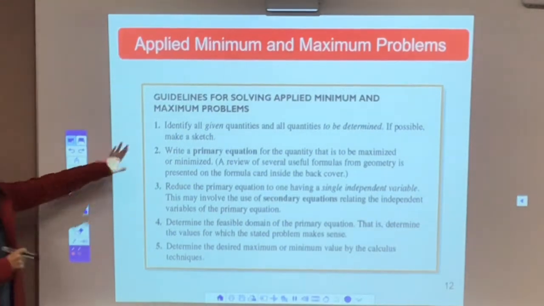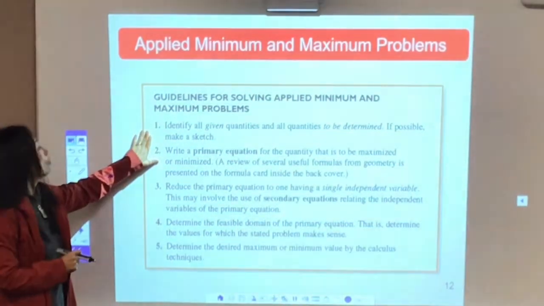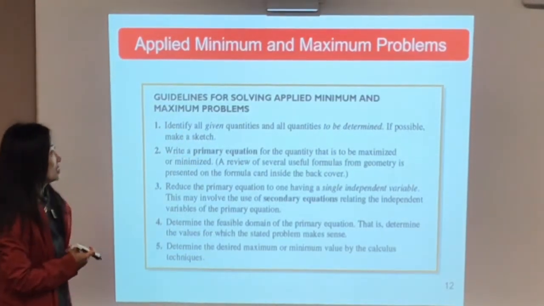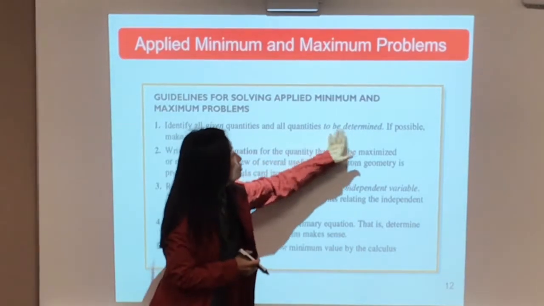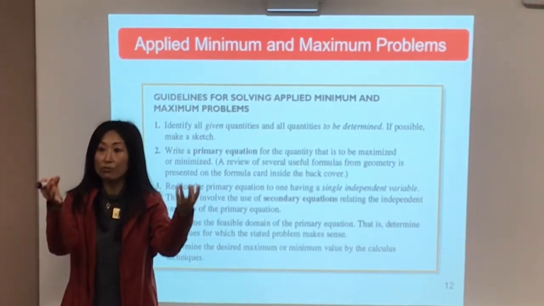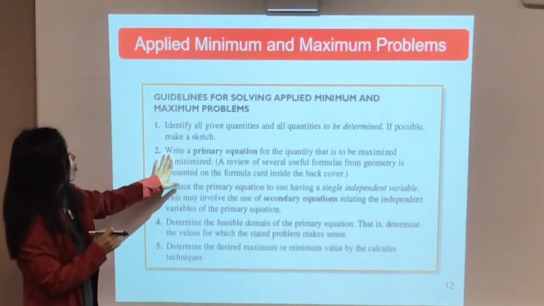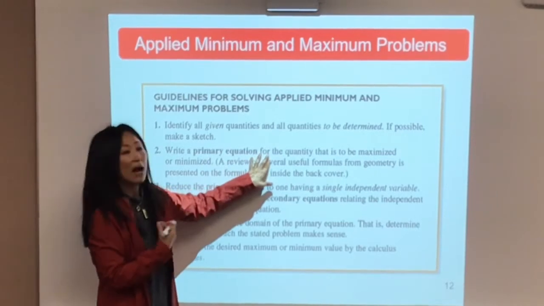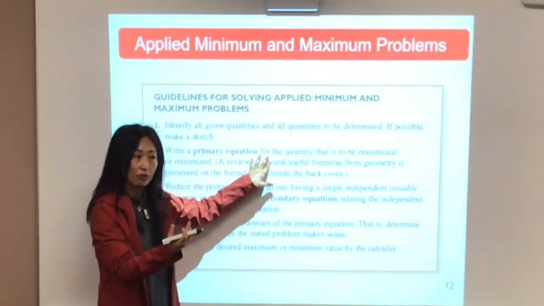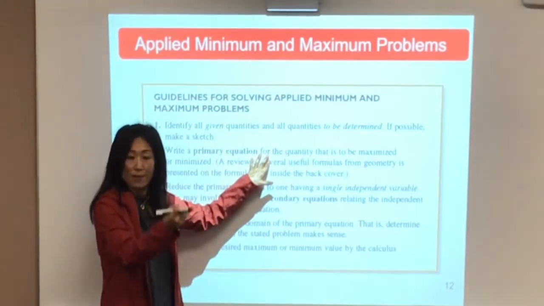Anyway, this is their guideline. They're telling you what to do. Whenever they give you maximum and minimum problem, this is what you have to do. You need to identify all given quantities and all quantities to be what? Determined. They'll give you enough information to do your work. So you gotta use all the information, okay? Write a primary equation. For our case, the primary equation was volume, because it's asking you to find the maximum volume. So volume was our primary equation.